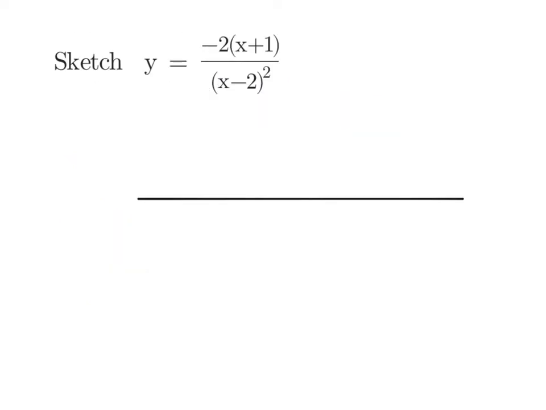All right, let's use a sign chart to help us sketch the graph of y equals negative 2x plus 1 over x minus 2 squared. All right. First, we have to identify our most important numbers, and there are 2 of them, negative 1 and 2. Negative 1 is important because that will make the entire fraction equal 0. 2 is important because it'll make the denominator equal 0, so that's going to be a vertical asymptote.